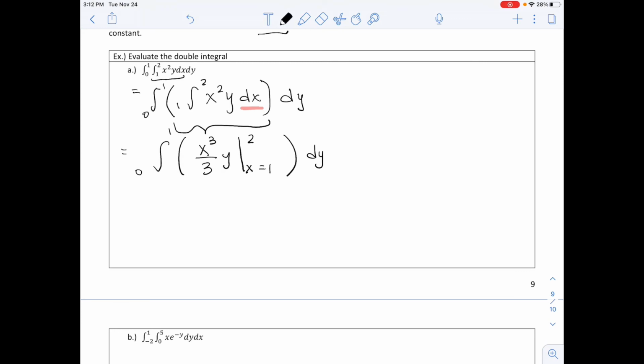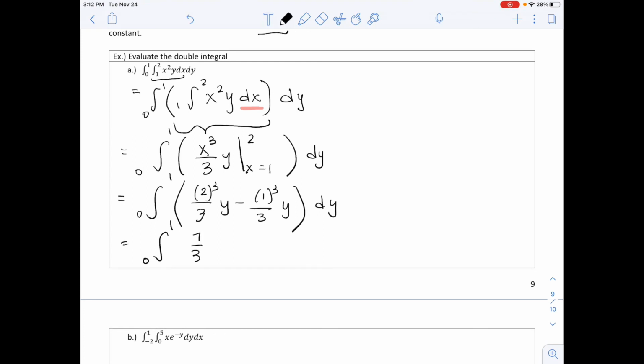And so from here, I'm going to substitute in 2, so I have 2 cubed over 3 times y minus my lower limit of integration, which is 1 to the third over 3 times y. Again, bringing down my integral symbol and my dy. This is now going to simplify to 8 over 3 y minus 1 over 3 y, so it simplifies to 7/3 y. So we have the integral from 0 to 1 of 7/3 y, and again dy.